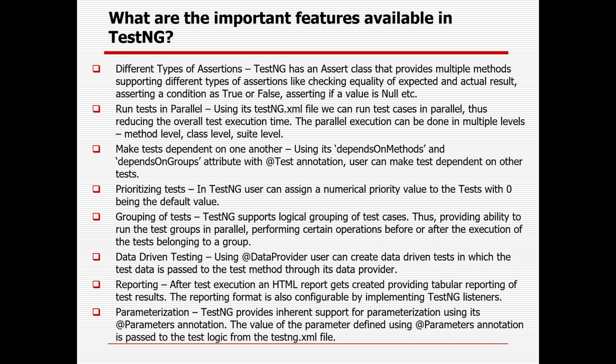Run tests in parallel. TestNG has one important key thing called the testng.xml file, right? With that particular file, there are a lot of settings. You can change the settings. After that, you can do parallel testing, which will reduce the overall test execution time. Parallel testing can be done at multiple levels, like method level, class level, suite level, etc.